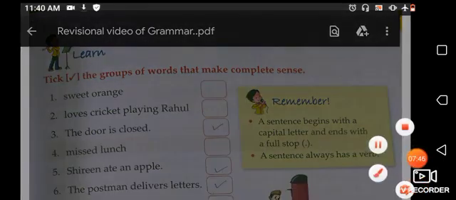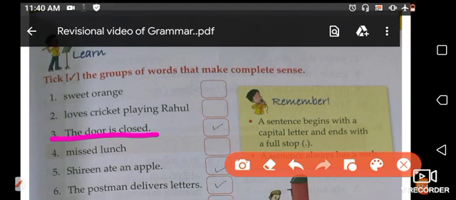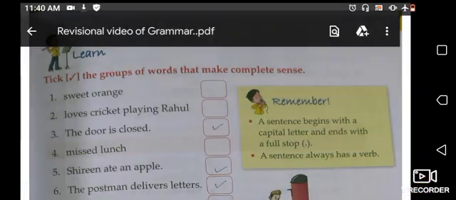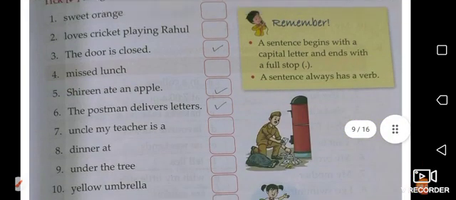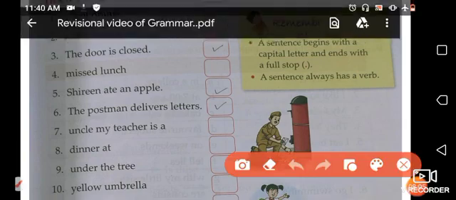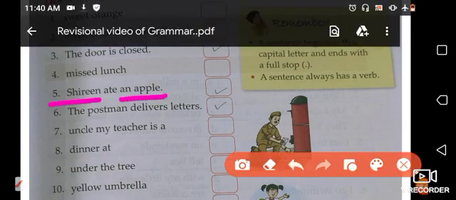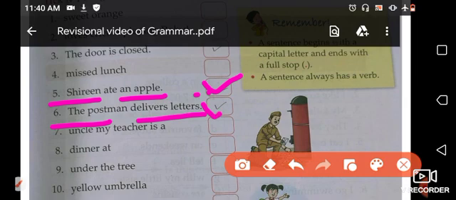Next one is the door is closed. It is conveying an idea, so you will tick this. Next one is missed lunch, it is conveying no idea. Next one is Shireen ate an apple. Shireen ate, it means Shireen had an apple. So you will tick this because it is conveying the idea. Next one is the postman delivers letters, so it is also conveying the idea, so you have to tick this.